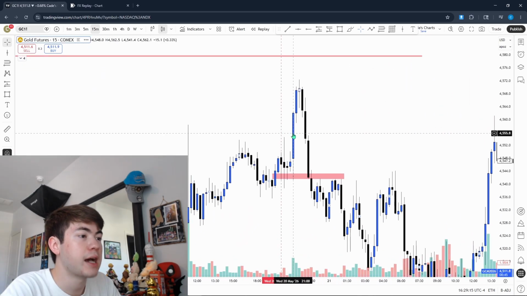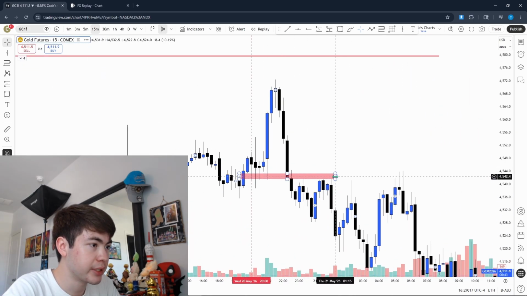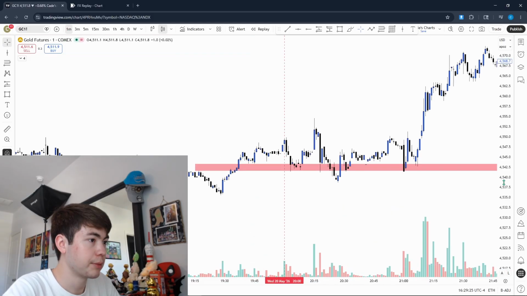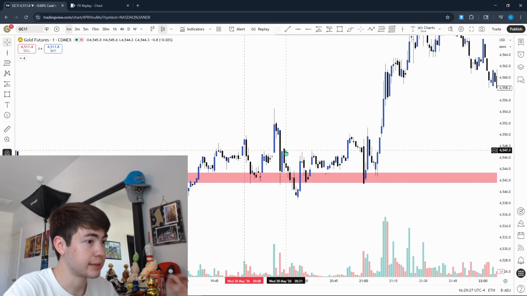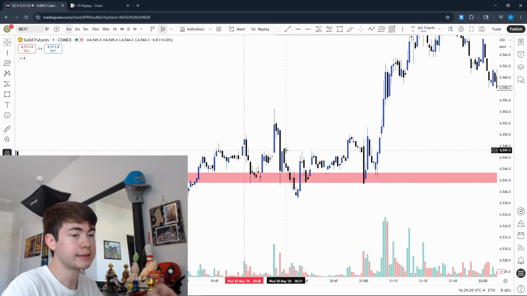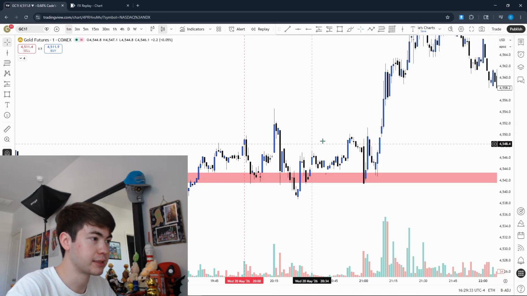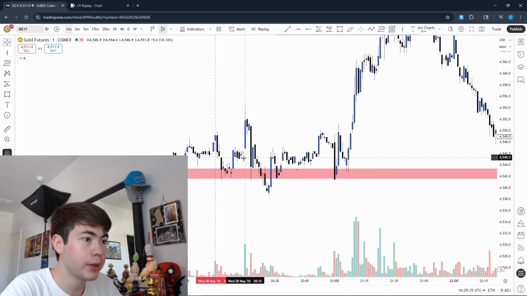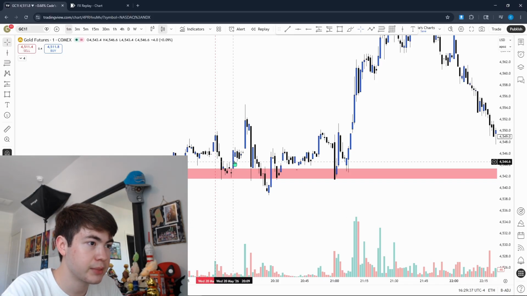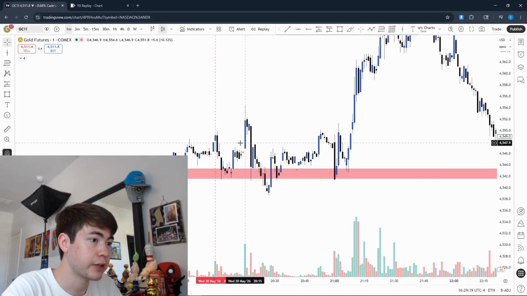So after you're marking out your fair value gaps on the 15-minute, you literally just go onto the 1 minute. And what you want to do is wait for a significant increase in volatility and a significant change in how candles are moving. This is something that's easier to see when you're doing it live. But just to show you, you can see right here at the beginning of this Asia session, it was moving very slow, very choppy.